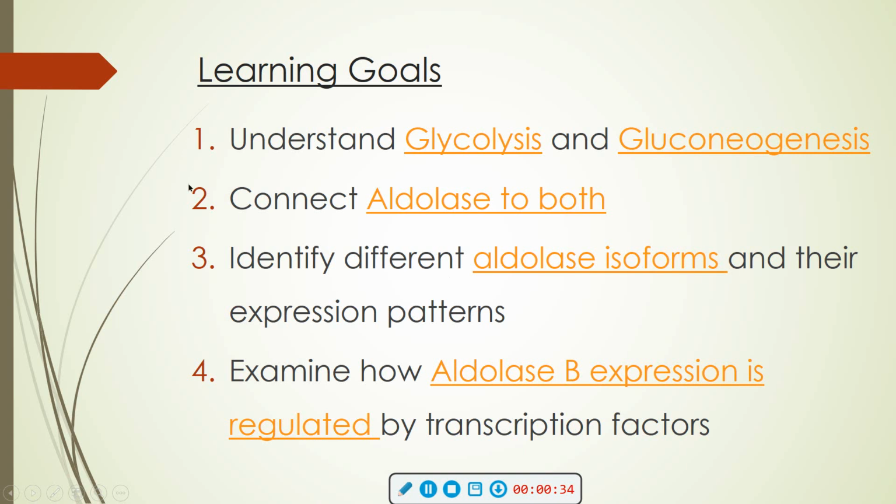So the first thing that we're going to cover is we're going to understand the process of glycolysis and gluconeogenesis. Both involve glucose. And then we're going to talk about how an enzyme, the type of enzyme aldolase, is involved in both of them. We're going to talk about all the different isoforms of that enzyme and their expression patterns in the human body. And then I'm going to dive more specifically into one of those isoforms, specifically Aldolase B, and how it is regulated.